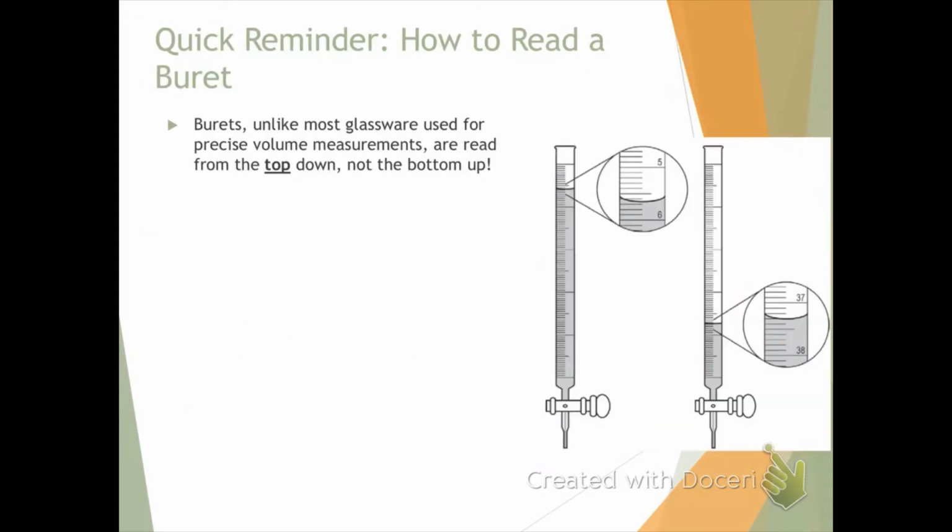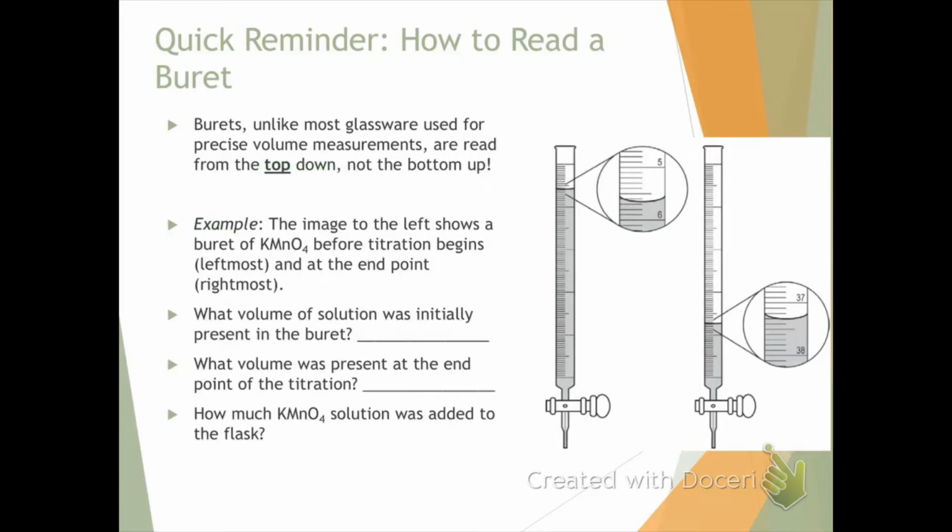So let's talk about reading a burette again. Remember, burettes are different than most of our glassware. Burettes are read from the top down, not the bottom up. So at the top of our burette, we're starting with 0, and then the burettes will be using our 50 milliliters, so that 50 milliliters would be at the bottom. So let's look at an example, reading the burettes that we have here.